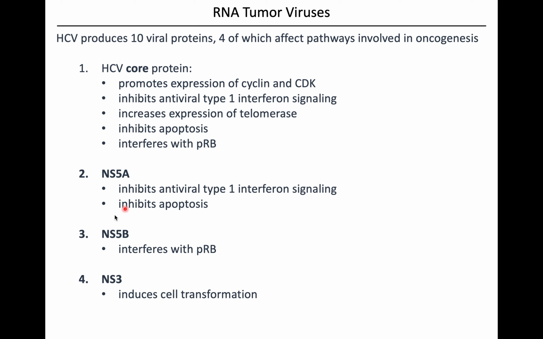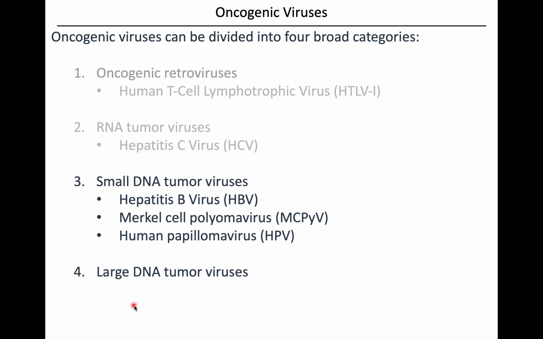This NS5A, which again inhibits apoptosis. NS5B interferes with retinoblastoma protein. NS3 mechanism seems unclear, but it has been directly linked to cancer as well. So HCV's got a few different arrows in its quiver there, direct, indirect mechanisms. Then that leads us to the small DNA tumor viruses, which include hepatitis B, the Merkel cell polyomaviruses, and HPV.